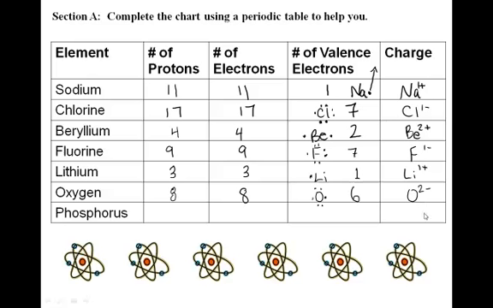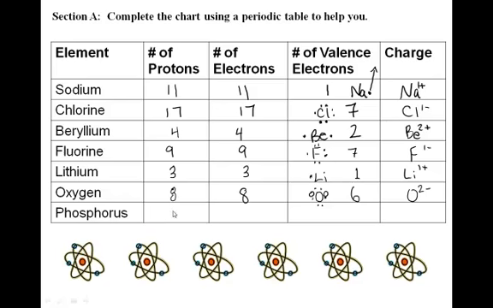Okay, tell me why. Well, because oxygen is going to gain 2, 2 more to make it 8. I need a partner right here in this spot and one right here in this spot. It's easier to gain 2 than to lose 6 for oxygen. Absolutely.